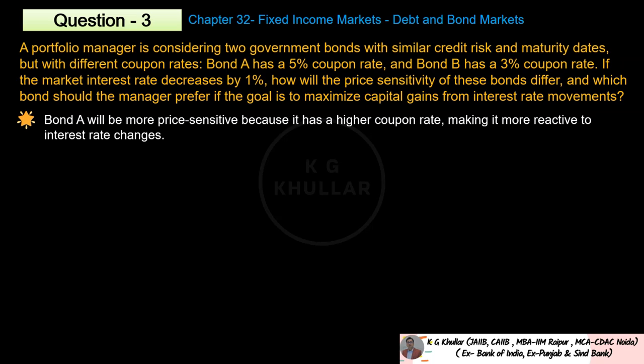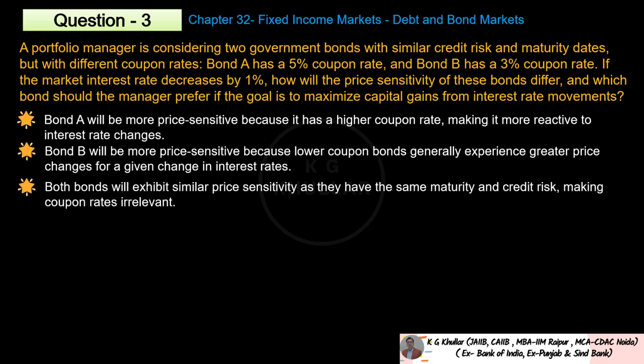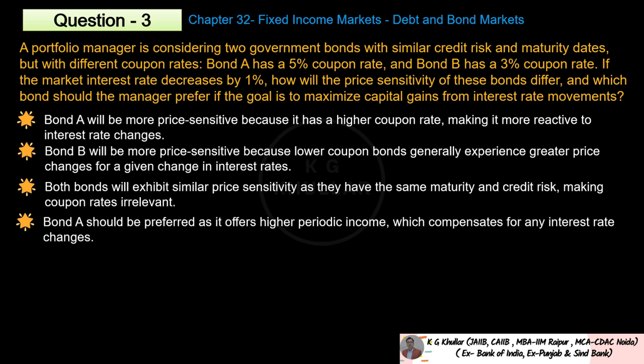That is, the first option is Bond A will be more price sensitive because it has a higher coupon rate, making it more reactive to the interest rate changes. Then second option B is Bond B will be more price sensitive because lower coupon bonds generally experience greater price changes for a given change in interest rates. Then third option C is both bonds will experience similar price sensitivity as they have the same maturity and credit risk, making bond coupon rates irrelevant. And lastly, option D is Bond A should be preferred as it offers longer periodic income which compensates for any interest rate changes.